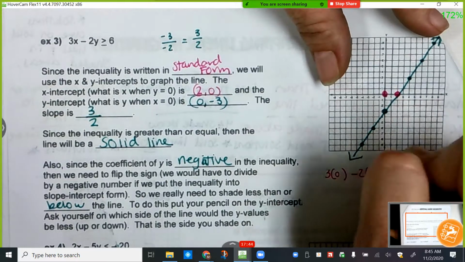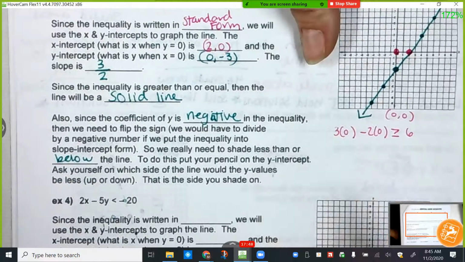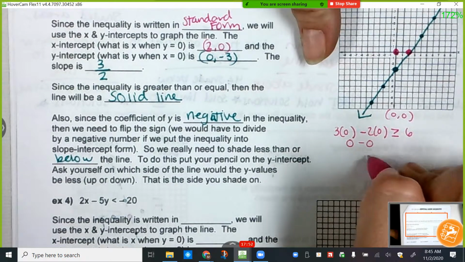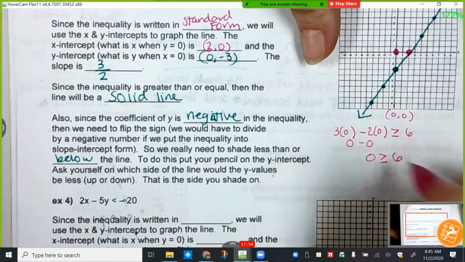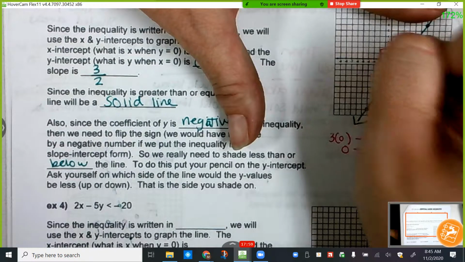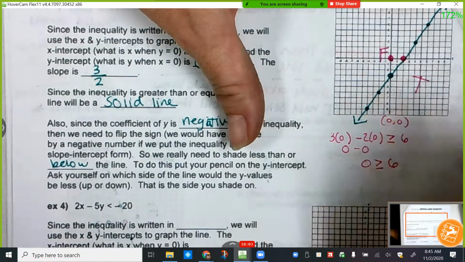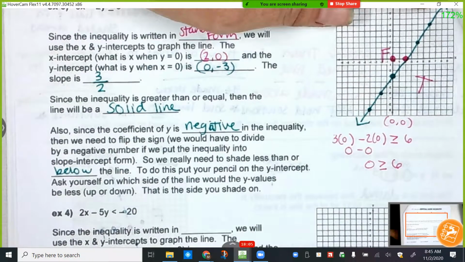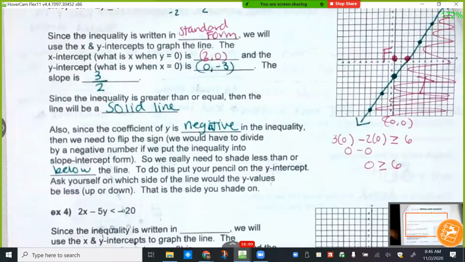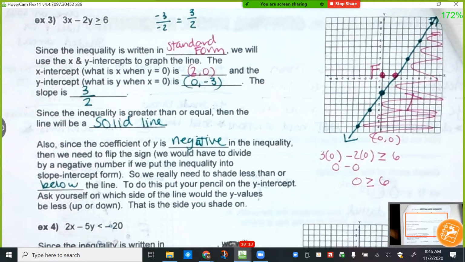So if I'm testing the point 0, 0, I plugged it in. Well, what's 3 times 0? Minus 2 times 0 is 0, and 0 minus 0 is 0. Is 0 less than or equal or greater than or equal to 6? No, so this side is false. So if this side's false, what's this side? True. And where do we always shade? The true side. Does that make sense on testing a point? Okay.